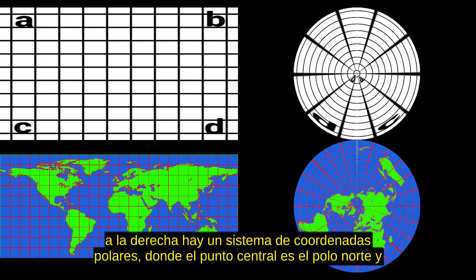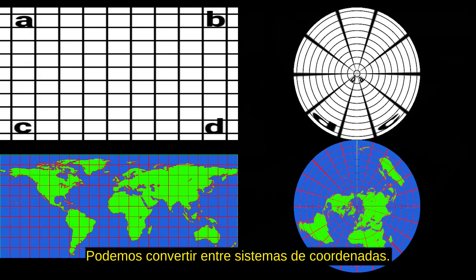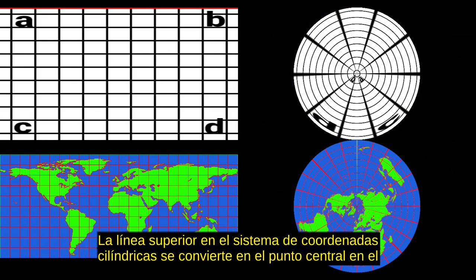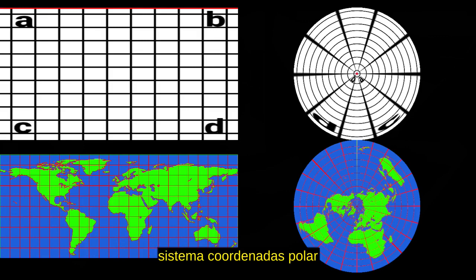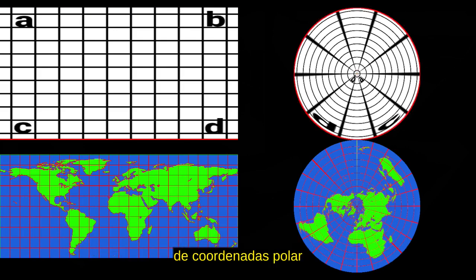On the right is a polar coordinate system, where the center point is the North Pole and the outermost circle is the South Pole. We can convert between coordinate systems. The top line in the cylindrical coordinate system becomes the central point in the polar coordinate system. The bottom line in the cylindrical coordinate system becomes the outermost circle in the polar coordinate system.